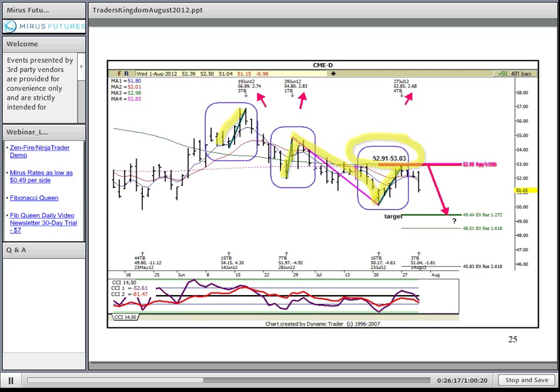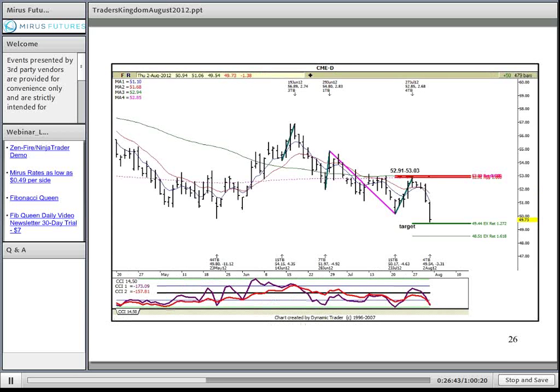Now, the target for any of these trade setups is always 1272. That's target 1 of the swing into the trade setup. So here's the swing, the July 23rd low to the July 27th high. So 1272 of that was 49.44. Now I believe that I added the updated chart. Yeah, I didn't take a snapshot at the close, but we pretty much made target number 1 in CME in today's session.